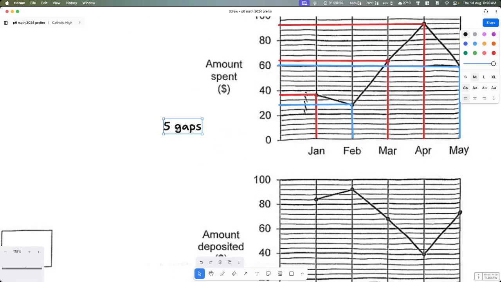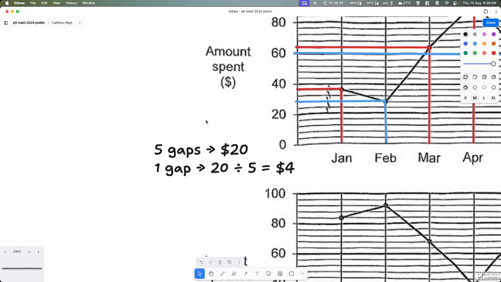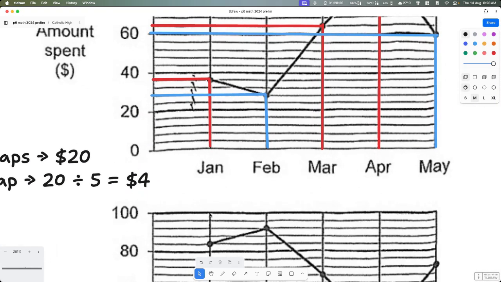The first number is $20. So one gap is equal to 20 divided by 5. This will give us $4, not 5, 4. So for January, I'm going to write down the dollars. He spent one line below 40, so this should be $36 for January. Let's move on to February. February is 20, 24, 28. So this is 28.